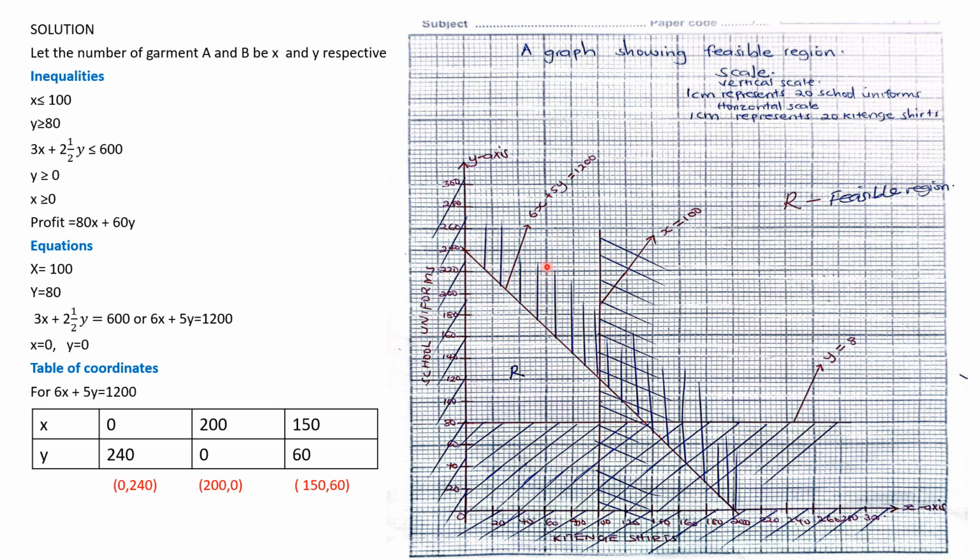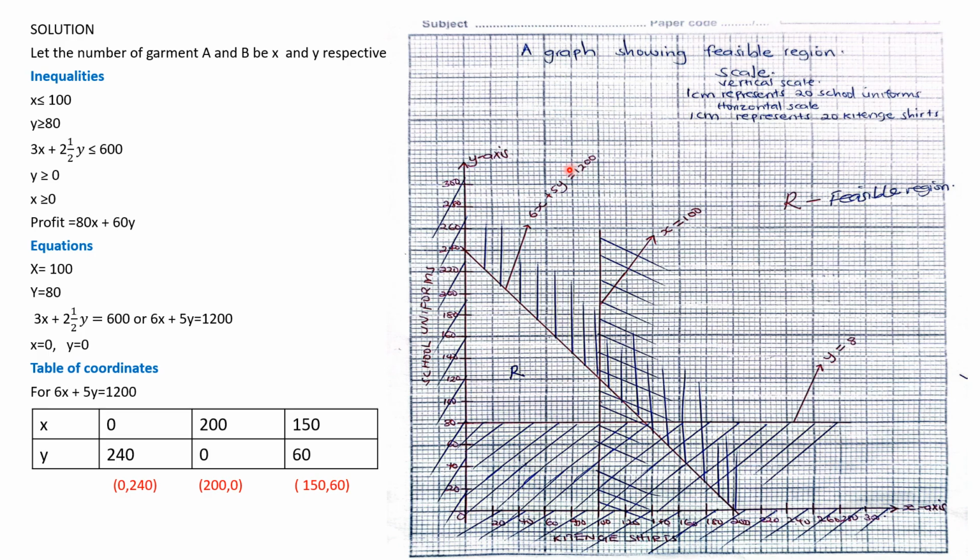Then let's finalize with this 6x plus 5y then is equal to 1200. So here we shall have the coordinates are 0, 240. I have them. They are here. I have also 200, 0. So also I have them here. So after you join these points using a straight line, then also you have to make sure that you label your axes, you label your equations very well.